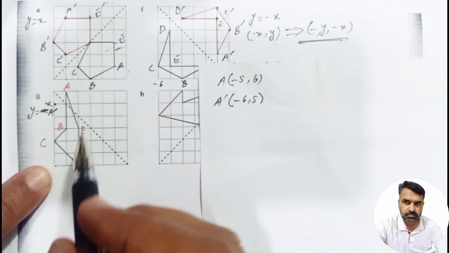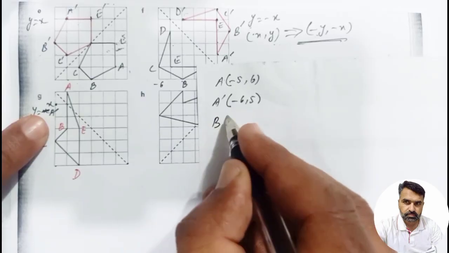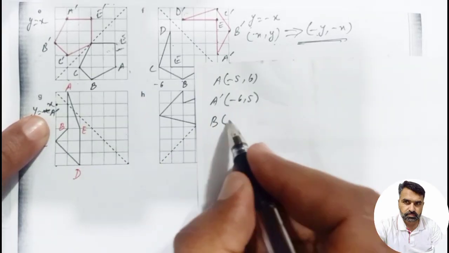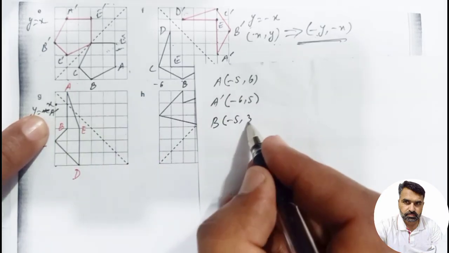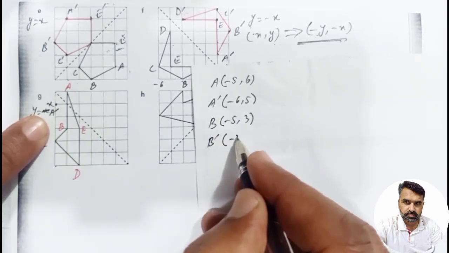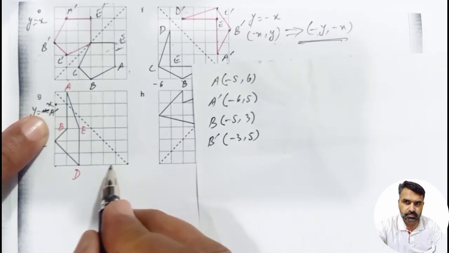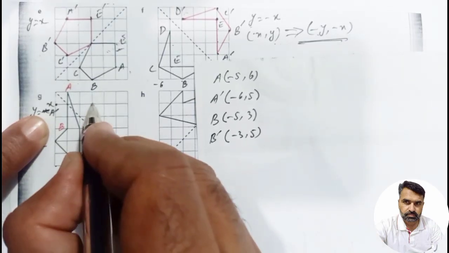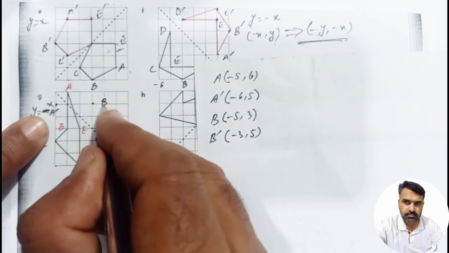Now students, look at the coordinates of point B. The coordinates of point B are minus 5 and 3, and when we change the coordinates for B prime, the coordinates will be minus 3 and 5. So students, minus 3 and 5, this is point B prime.